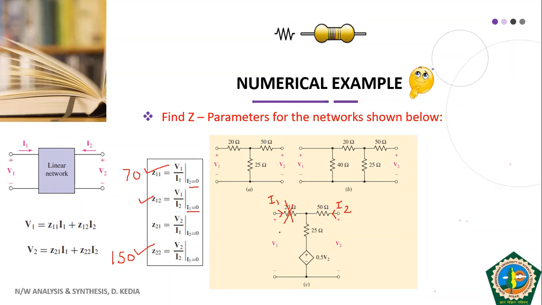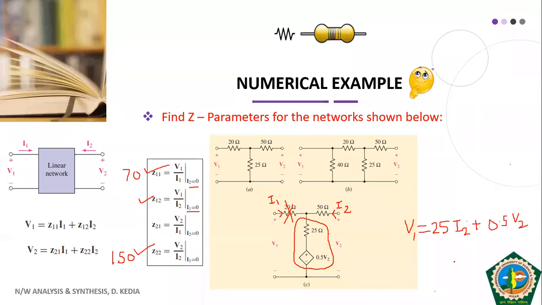So first let us write the equation for V1. V1 will appear across this R. Let us write the KVL equation. Your V1 is equal to, now in this 25 ohm, I2 is flowing. So that's why V1 is equal to 25 I2 plus 0.5 V2. This is our V1.